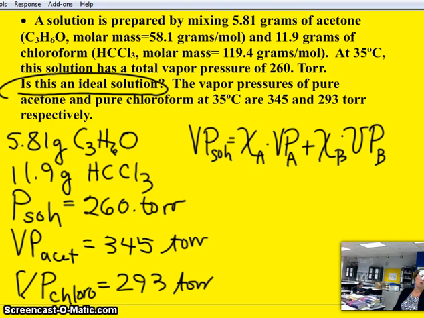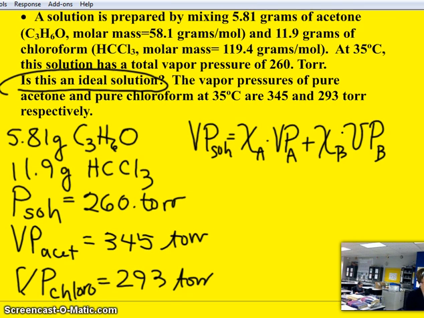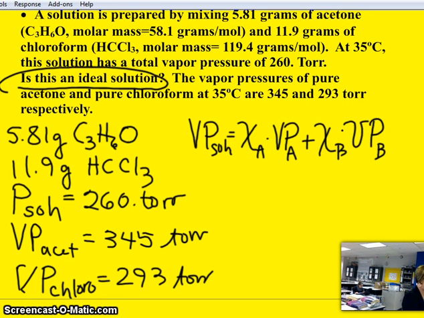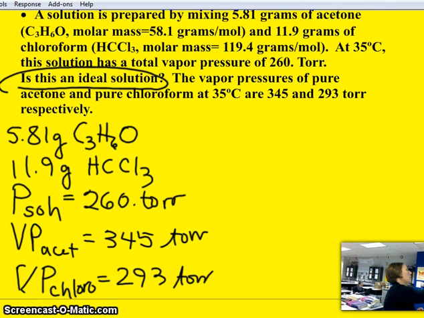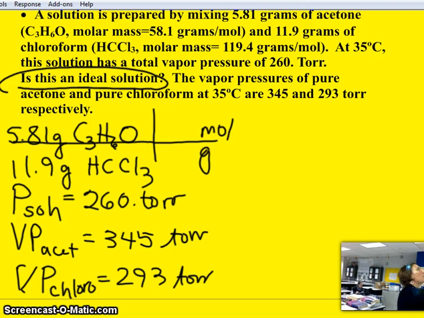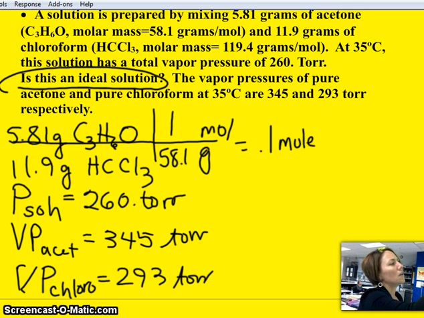Since we need mole fraction, we should get moles. So let's take our grams and get moles for each one of these. I'm going to erase that, even though I just did it. We'll use it later. So I'm going to convert my grams of acetone to moles by dividing by the formula mass, which is 58.1. I'm going to take my 5.81 and divide it by 58.1, which is going to give me 0.1 moles of the acetone.